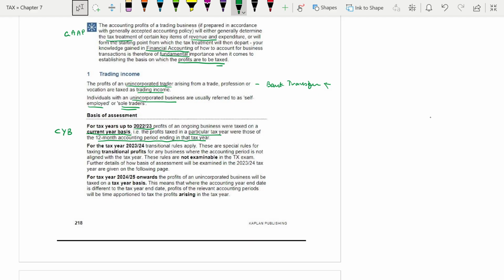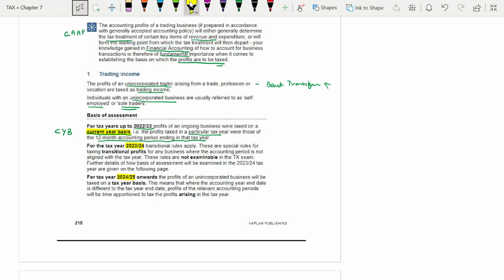A 12-month accounting period. Is the tax year different? The accounting year is different. Initially, just keep it in mind. We have to be very clear about the CYB, current year basis. This is related to 22-23. For the year 23-24, here they have given three different years.